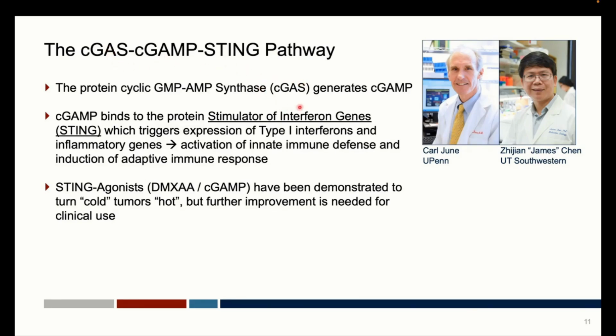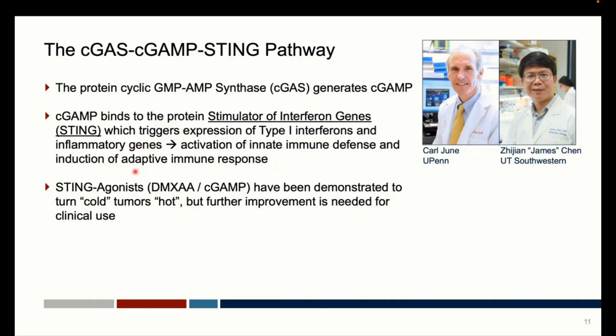So the cGAS first generates the molecule cGAMP, and cGAMP then binds to the protein STING, which stands for stimulator of interferon genes. And this STING then triggers the expression of type 1 interferons and inflammatory genes. So like I already said, it's basically a pro-inflammatory pathway. And by activating this inflammatory pathway, you can activate the innate immune defense and also induce the adaptive immune response.